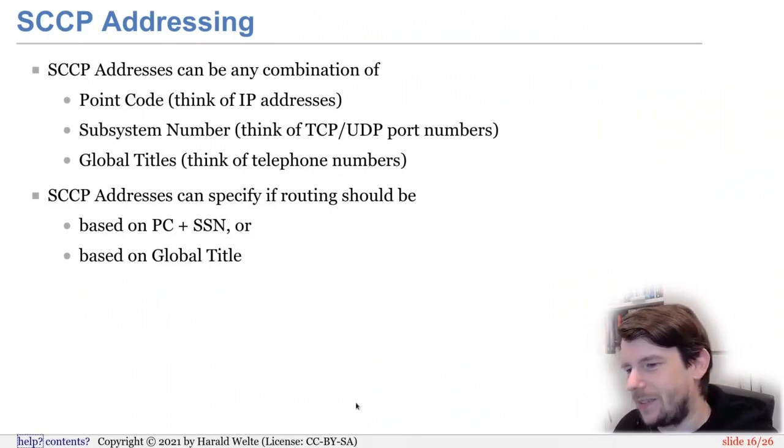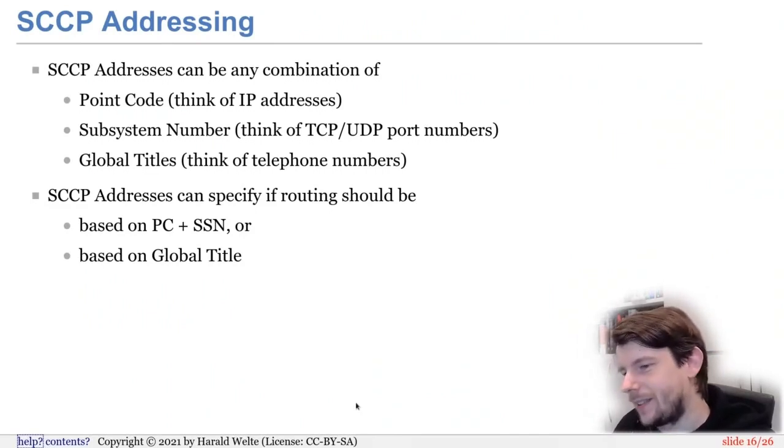A subsystem number, you can think of, let's say, a TCP or UDP port number. The SSN indicates what is the next higher level protocol, or what is the user on top of SCCP. So you demultiplex based on that. Or it can be global titles.